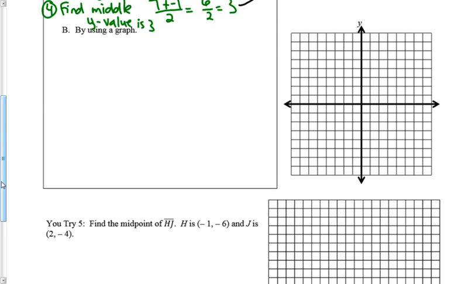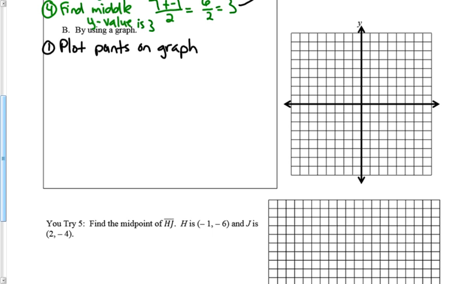Additionally, we could do the same problem by using a graph. We're going to go through the exact same steps that we did before. We just need to start by labeling our points on the graph. The first thing that we need to do is plot the points on the graph. And then we're going to do the exact same thing we did in number 4.